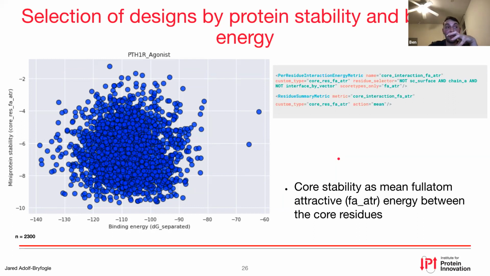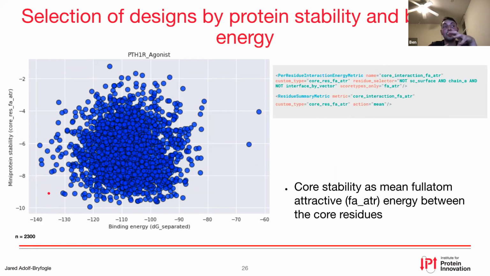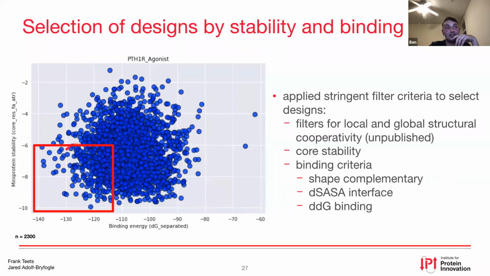And the more negative, the better. After I measure the value for each core residue, I calculate the mean. And so the more negative the mean, the more stable each residue in the core is. And that is for us a good indicator to see how stabilized the core residues are that hold the protein together. So basically I want to be at the intersection of high binding energy and high core stability to get proteins that are stable, but also bind well.